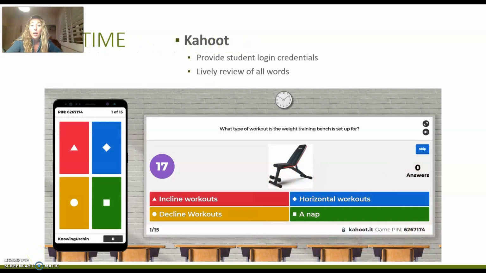Then I run them through a Kahoot. They get to have some fun. So this is a live quiz that they get to review the definitions of the words, pictures of the words, and it's fun, it's lively, it's interactive for the kids, and they get to review all the vocabulary that they just learned.